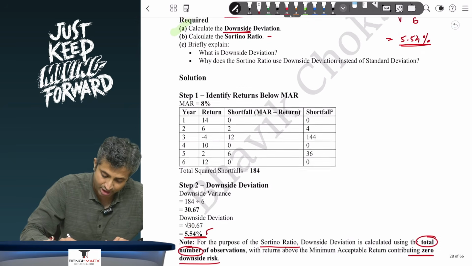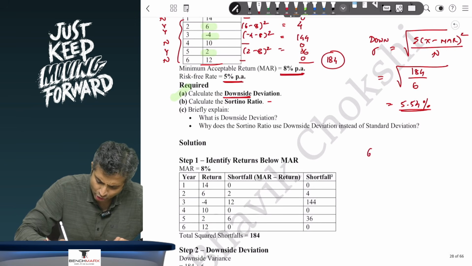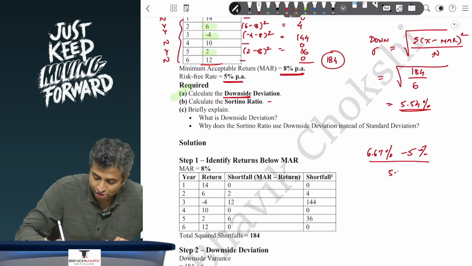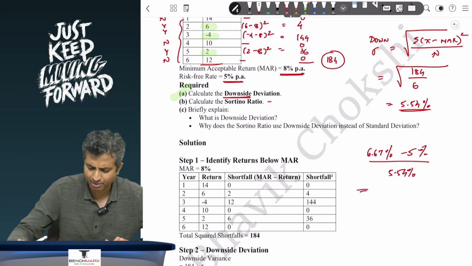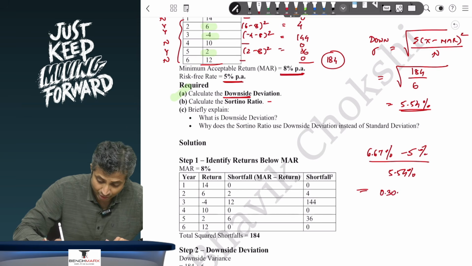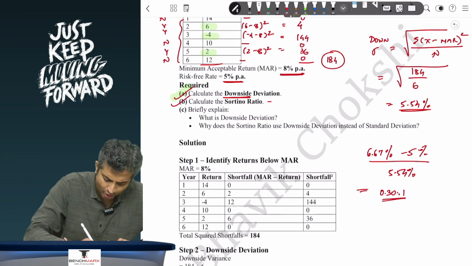So over here, when I look at the Sortino ratio, I will take your return, which on an average is 6.67%, minus the risk-free rate, which is 5%, divided by the downside deviation, which is 5.54%. Now, this is for one manager. You can even compare this for other managers as well, and then identify the ideal manager. But if I have to look at just the Sortino ratio, this is 0.3. So this is pertaining to Sortino ratio.